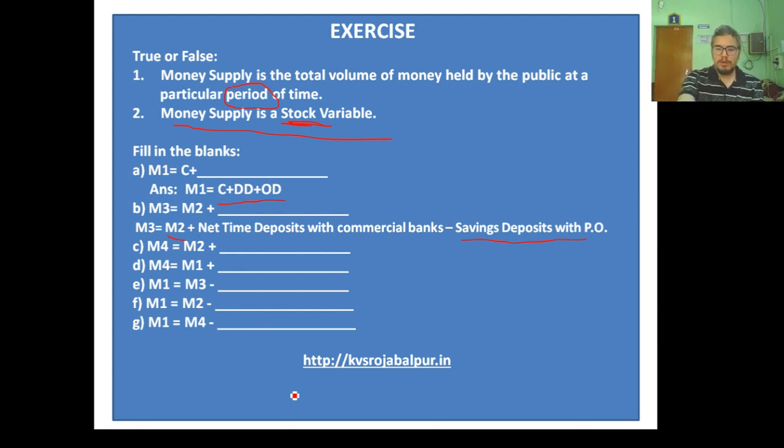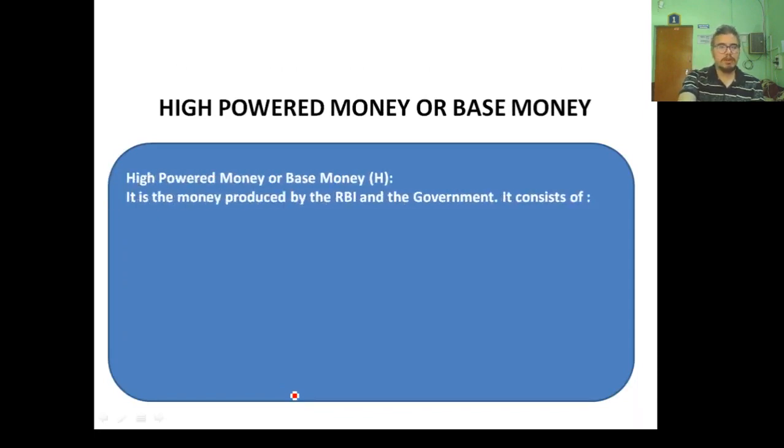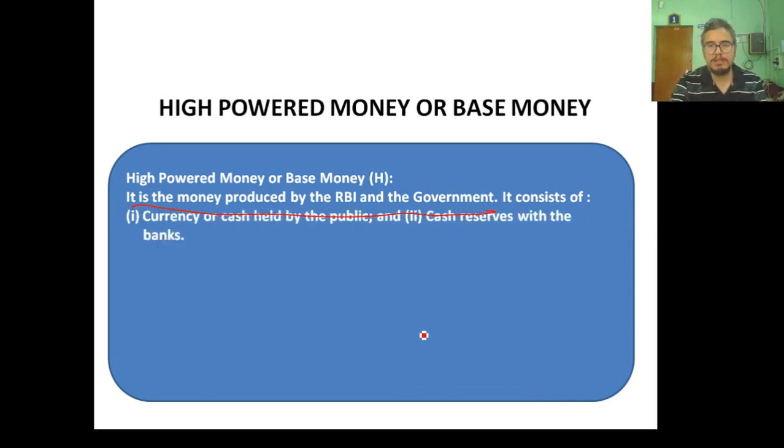Now the very last topic of the chapter is high powered money or base money. What do we mean by high powered money? It is the money produced by the RBI and the government. It is the money which is issued by RBI or the government, and it consists mainly of two parts: currency or cash held by the public and cash reserves with banks.